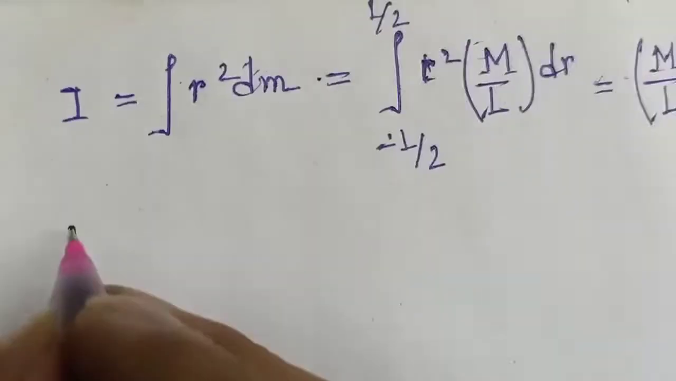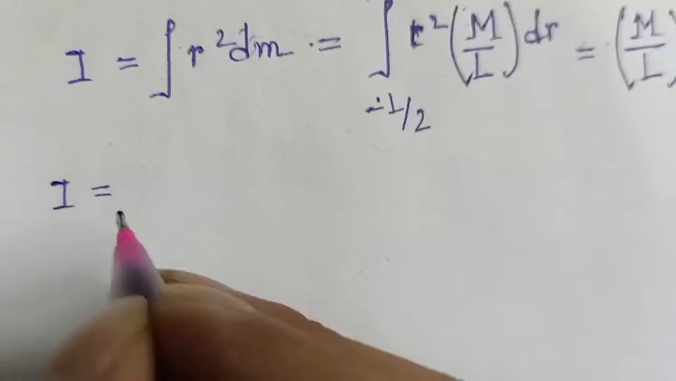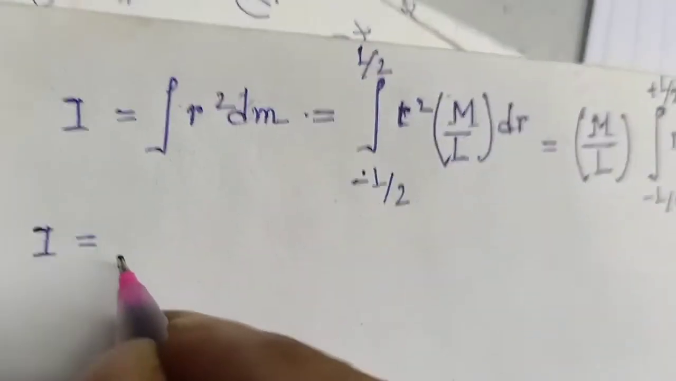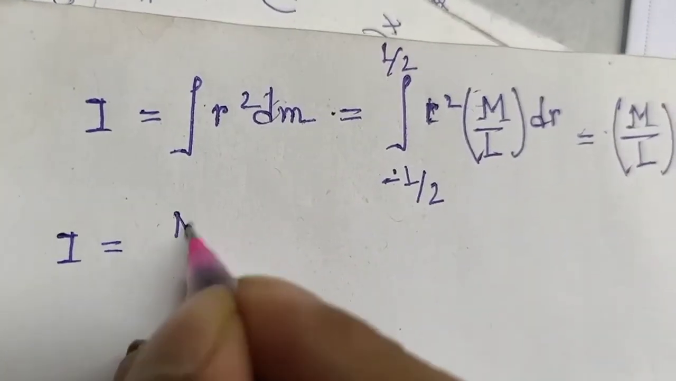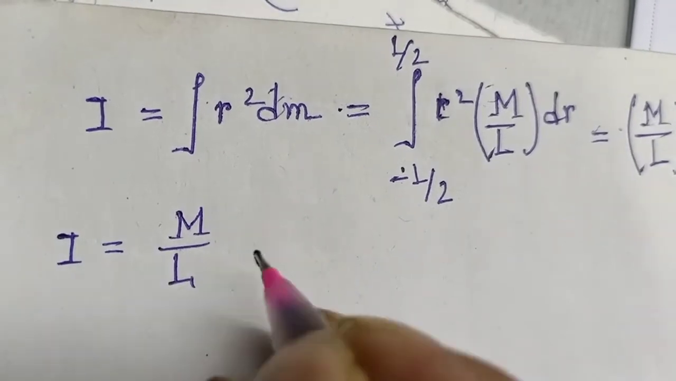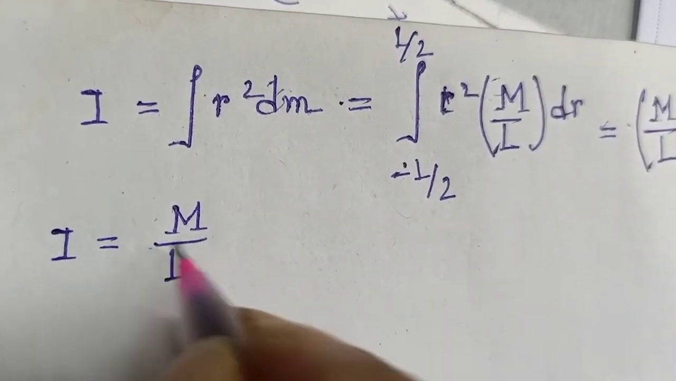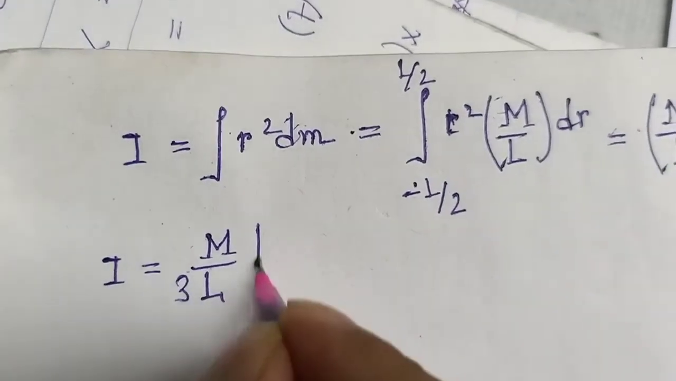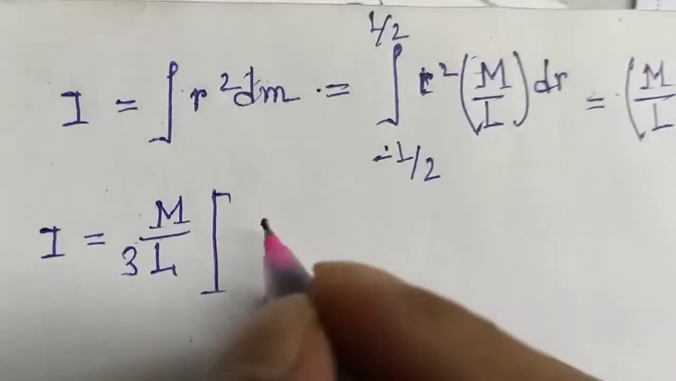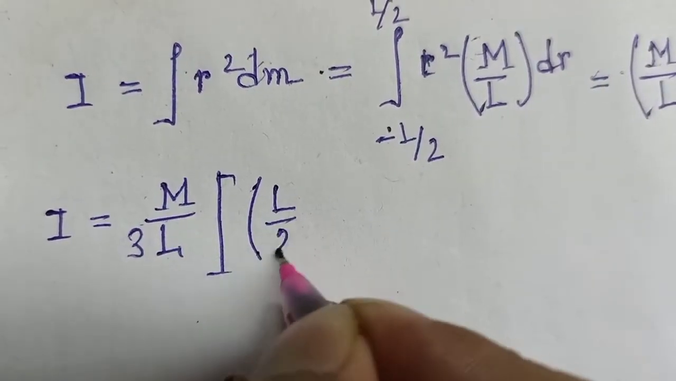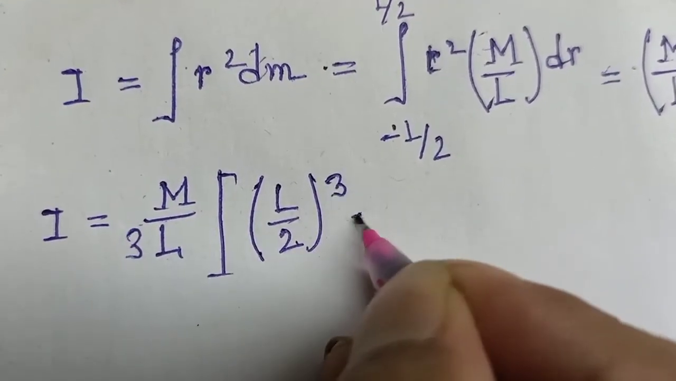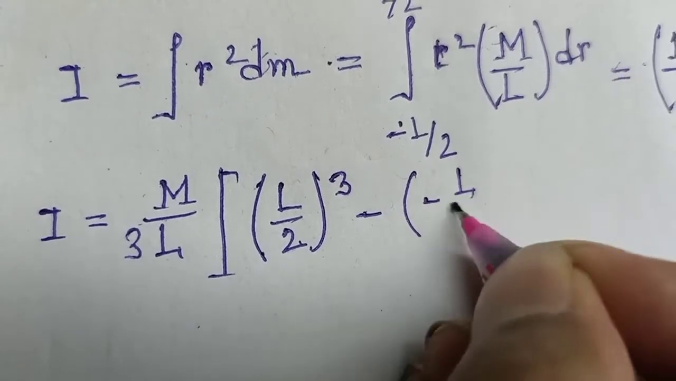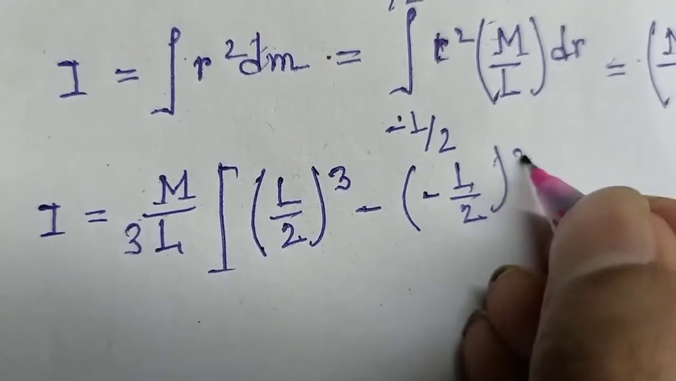Now, the moment of inertia I becomes how much? I becomes M divided by L, and there is 3 in the denominator. So M divided by 3L into (L by 2, because L by 2 is the upper limit) whole cube, minus (L by 2) whole cube.